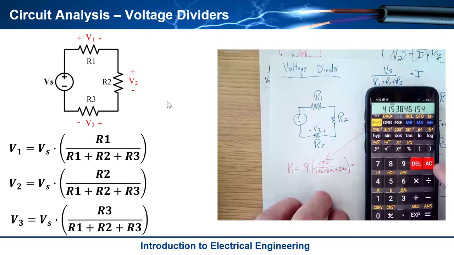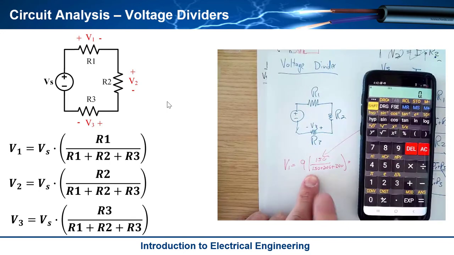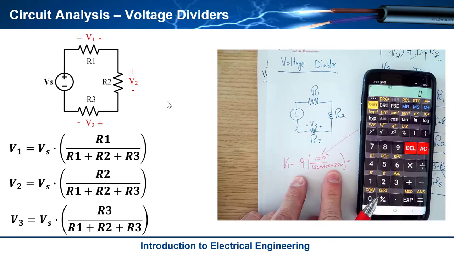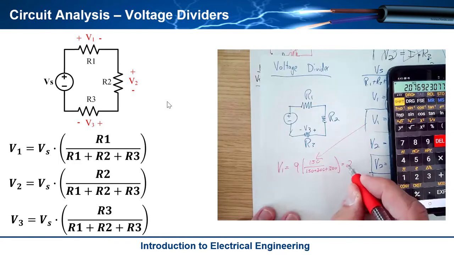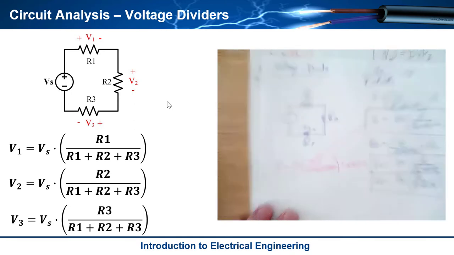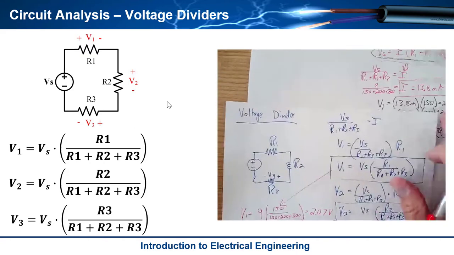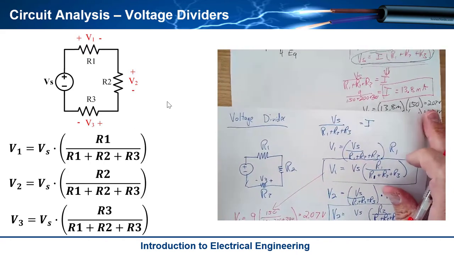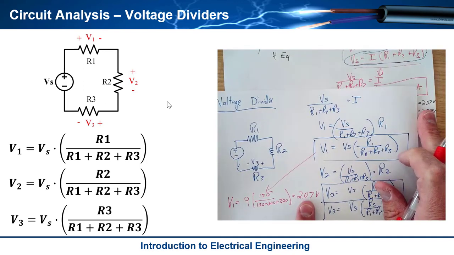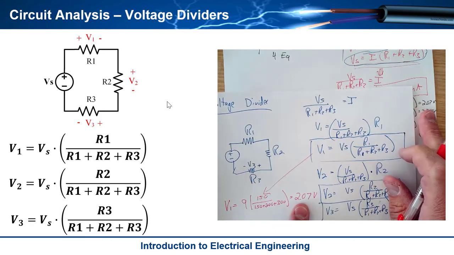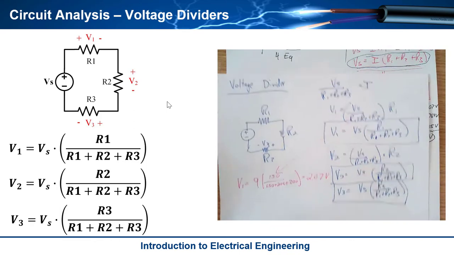So let's bring out old reliable here and try to do this. I just know 150 plus 200 plus 300 is 650. So let's do it. 150 divided by 650, and then I'm going to multiply that by 9, and I got 2.07 volts. Well, what did we get when we solved it the other way? Look at that, 2.07 volts. They're the exact same answer, and I did it two different ways, but this way I used a voltage divider relationship. Do you think it works on the other ones?